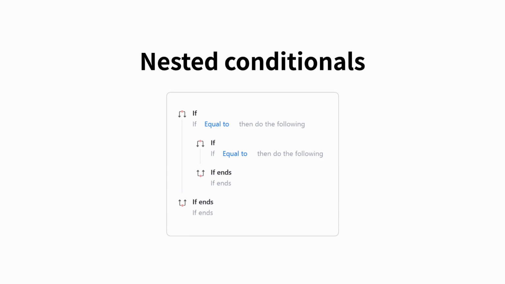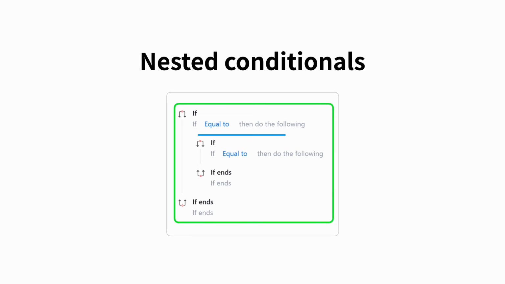In practice, logic is more often layered and nested. Some conditions can only be evaluated after other conditions are met. Inside one conditional branch, there might be another complete conditional structure. This kind of structure is called nested conditionals.